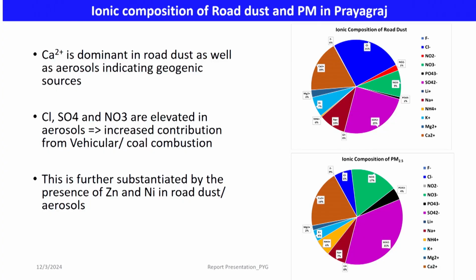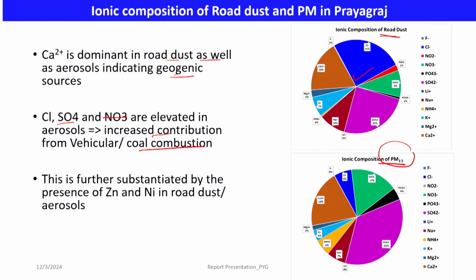We also did some experiments in Prayagraj, where we wanted to compare the composition of the road dust with the composition of PM 2.5. You can see the blue fraction here, I am sorry I can't read this one. Calcium is dominant in the road dust as well as in the aerosols. So both have a significant geogenic source, but we found that chloride, sulfate and nitrate were elevated in the aerosols and less in the road dust. This means there is an increased contribution from vehicular and coal combustion.